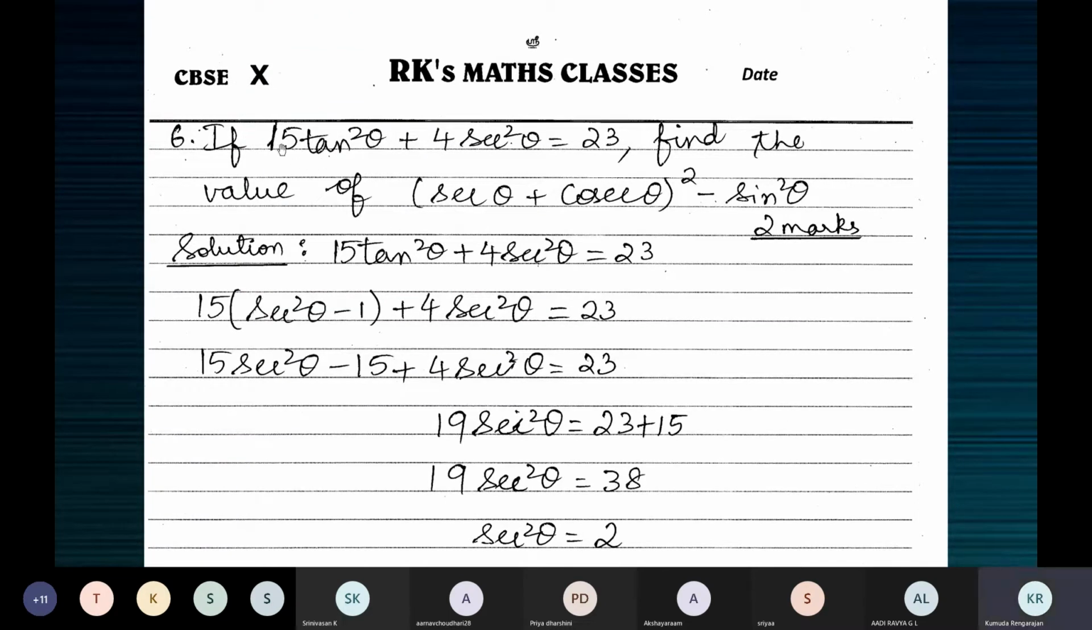So here, if 15 tan square theta plus 4 secant square theta is 23, find the value of secant theta plus cosecant theta, the whole square, minus sine square theta.